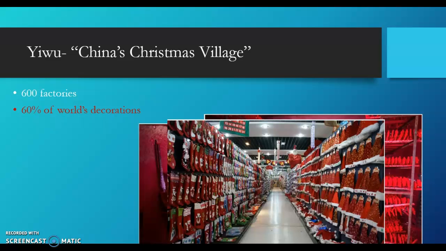Here's an image from the wholesale market. It looks like any store you'll go to this time of year, any department store like Target or Walmart or Michael's that sells Christmas decorations. Again, over half of these, 60% or so, are produced in this small conglomeration of factories in China. So the labor and the demand match. Again, we see this massive rural to urban migration as people are looking for jobs.